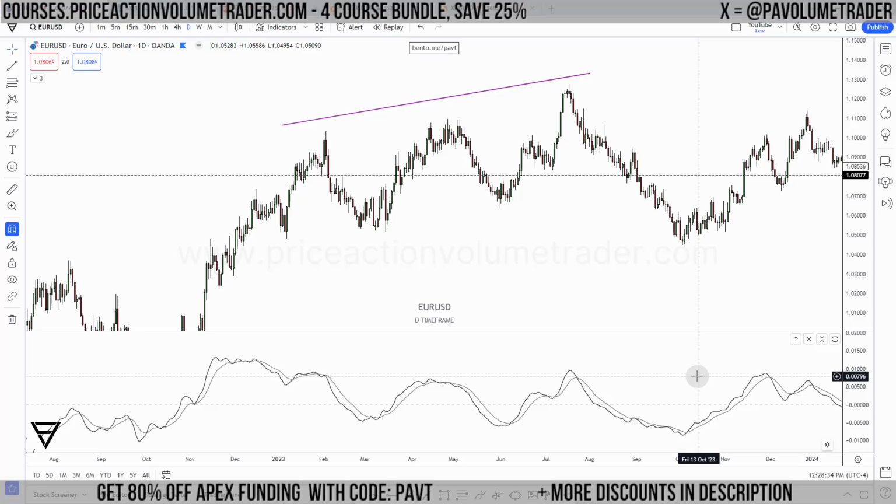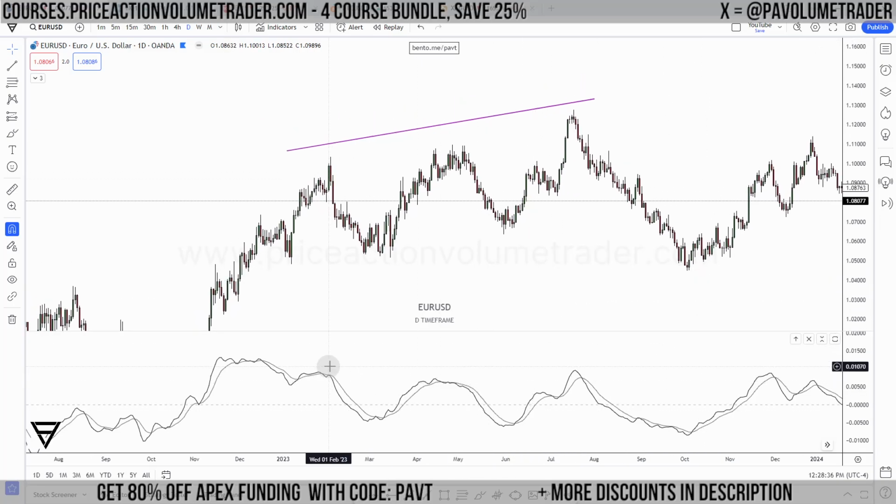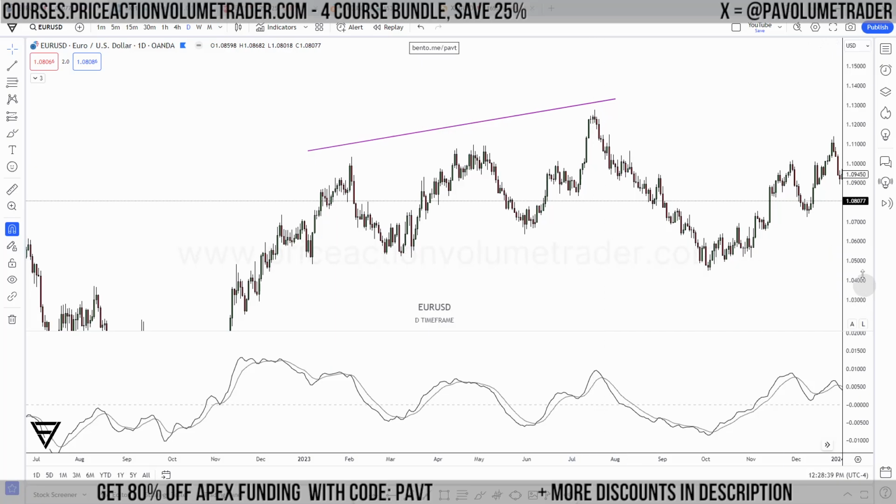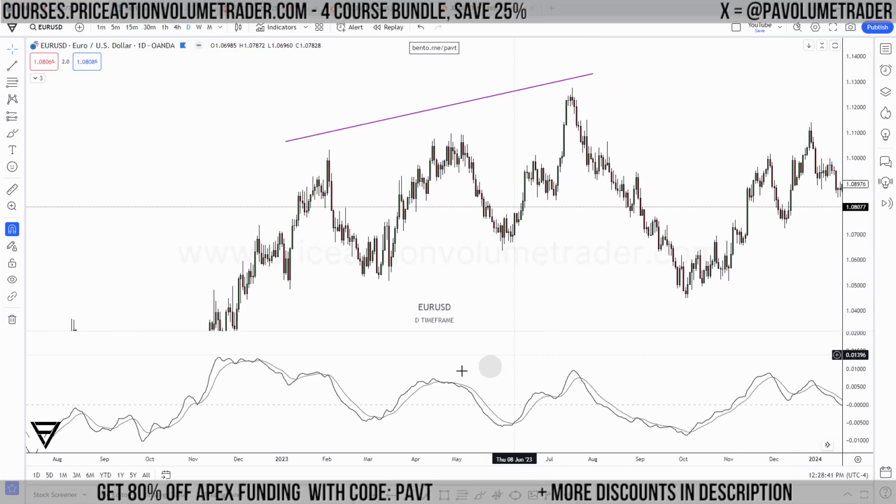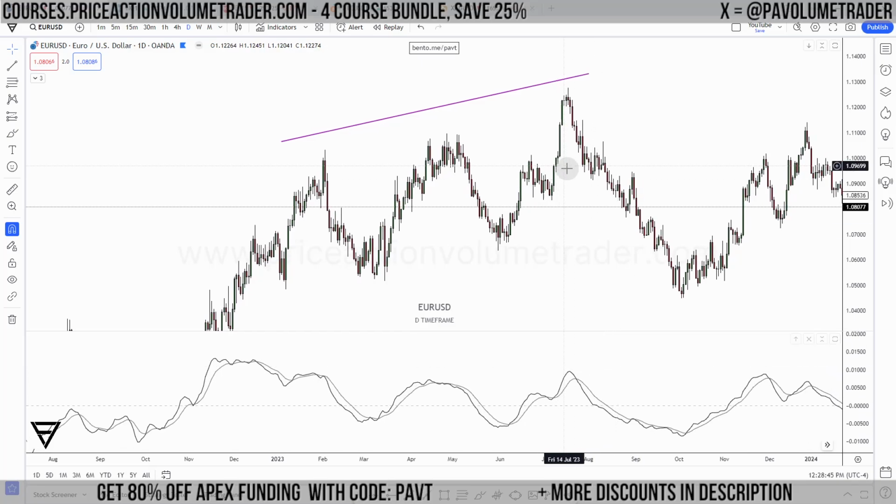But I like to use a MACD, and it is to spot divergences, because the MACD is a momentum detecting indicator. And so what I want to see when I do this is I want to see the market pushing in one direction and the MACD indicating that there is some weakness happening in the market.